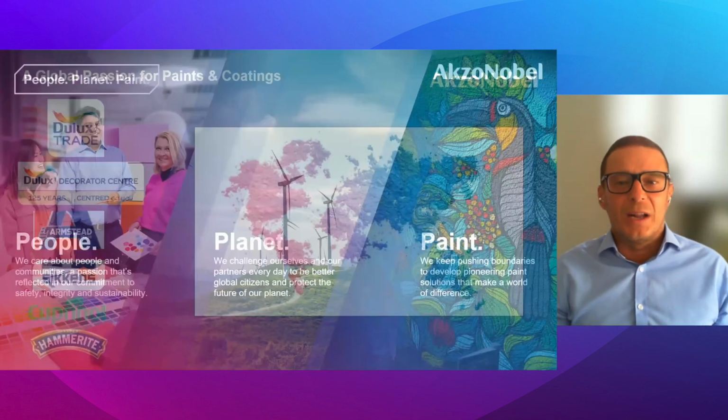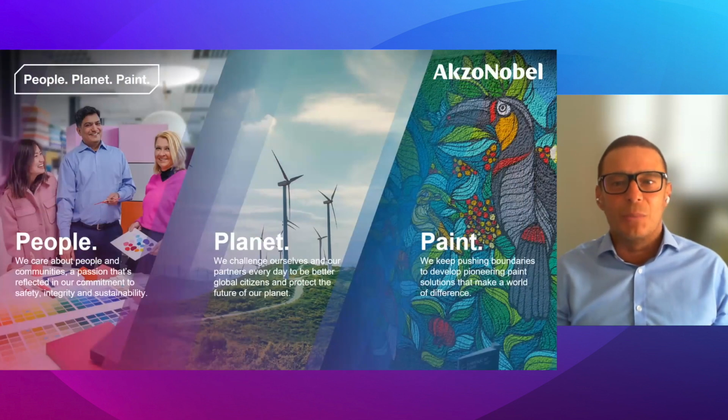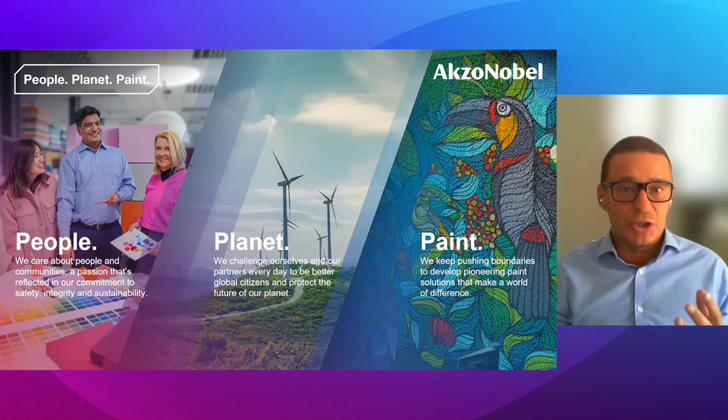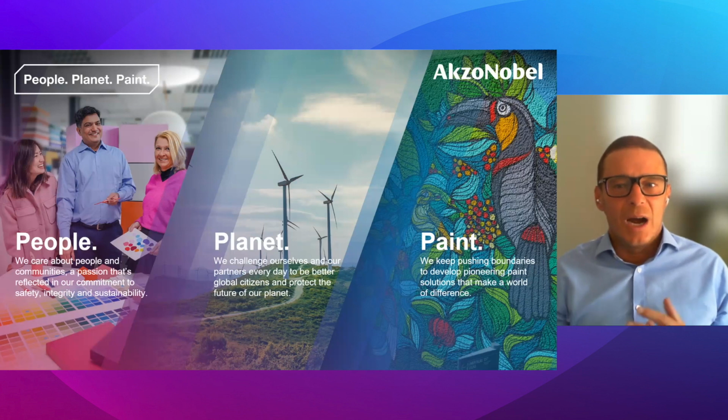As a company, we have a really clear company purpose. It's people, planet, and paint. And it's at the heart of everything we do, because we have identified 3 critical global topics: climate change, circularity, health and well-being. And we have made a commitment to play our part in addressing them for the betterment of society.